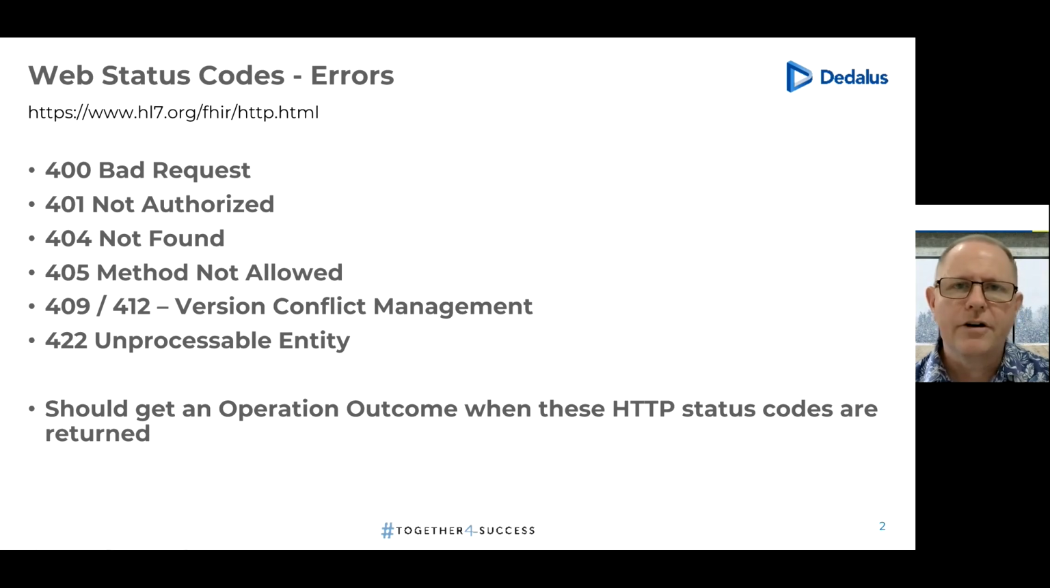And importantly, for each of those, you should be getting an operation outcome. So if you do get a 422, which is kind of a catch-all, the operation outcome should give you some more information about why you're getting that particular error. And likewise, if you're getting a not found or a bad request, it should give you some more hints around what the problem is, so you can investigate and correct the issue.